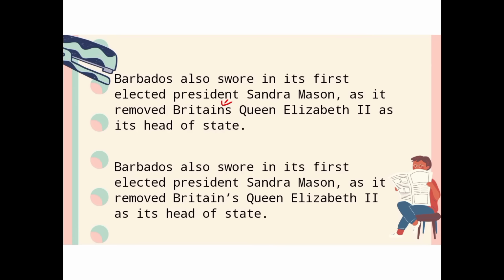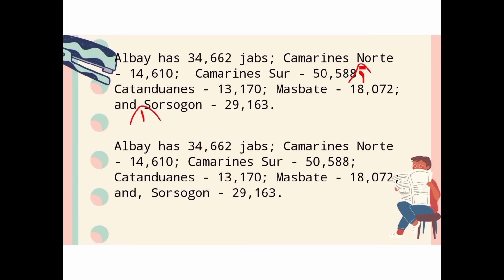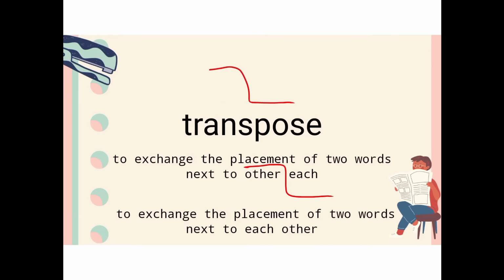Transpose is to interchange words that were incorrectly interchanged in the draft. In this example, other and each were incorrectly interchanged. So we use this symbol to correct their placements.